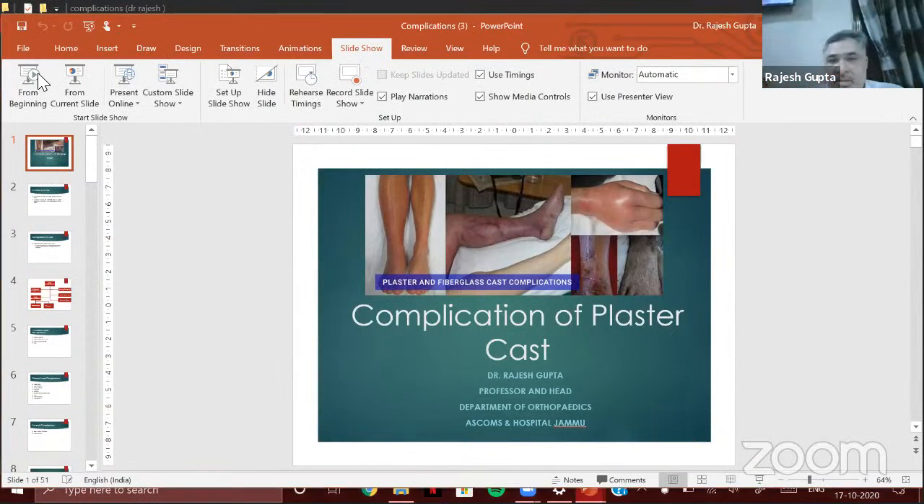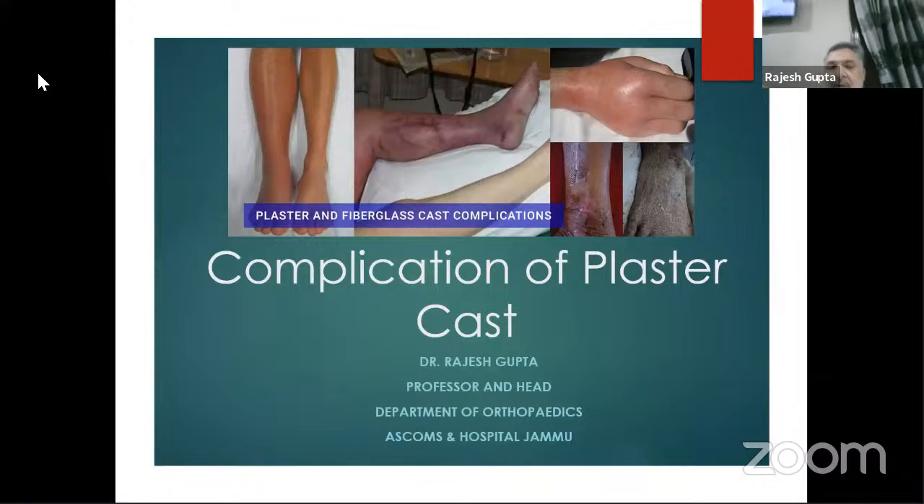Can you see my slides, sir? Yes, sir. Okay, so after having so much discussion on plaster, let us see now what are the complications of the plaster cast. Very important again.